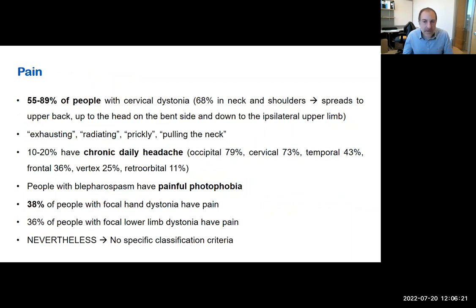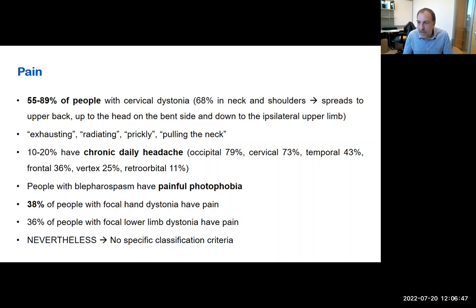So I'm going to start from pain, because pain is probably the most common non-motor symptom in some forms of dystonia, and particularly cervical dystonia. The frequency of pain in cervical dystonia ranges across approximately 55 to 90% of people with this form, across different studies.